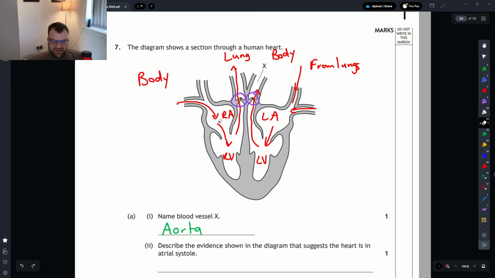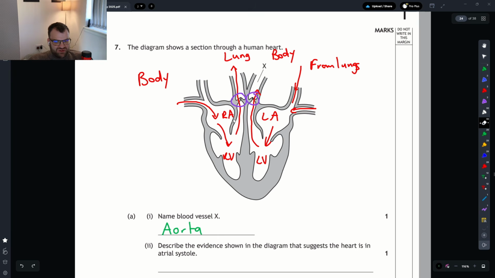Here, next one. How can we tell that it's in systole? Well, I've circled here the two atria. Nope. I've done the AV valves. Nope. Here, I have circled the semilunar valves that are stopping blood from getting out to the pulmonary artery or to the aorta.